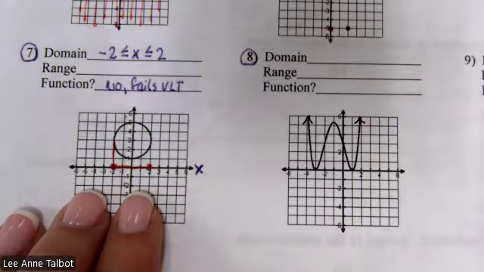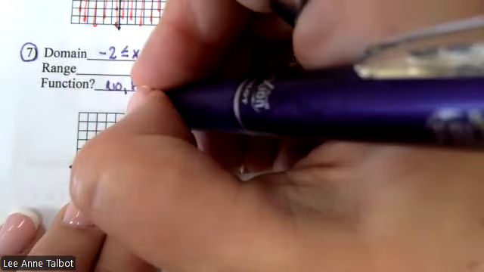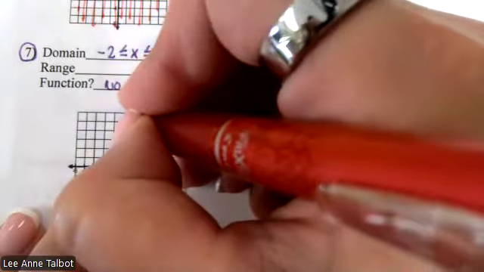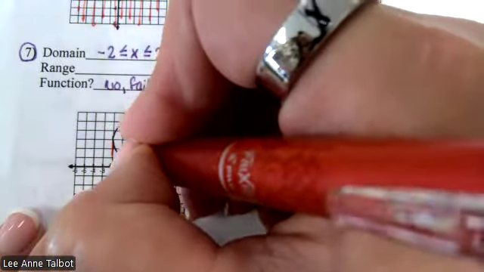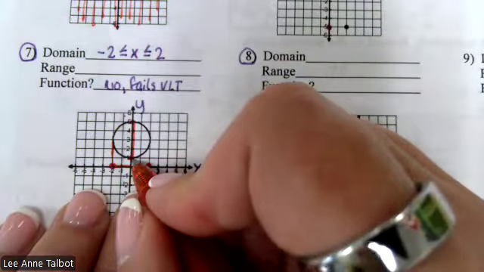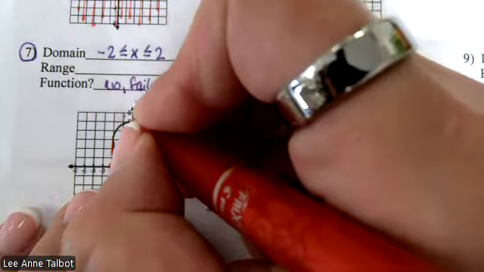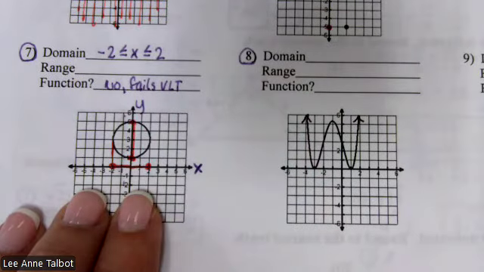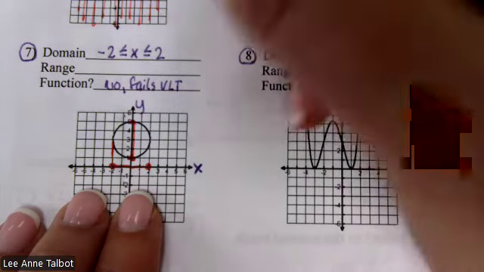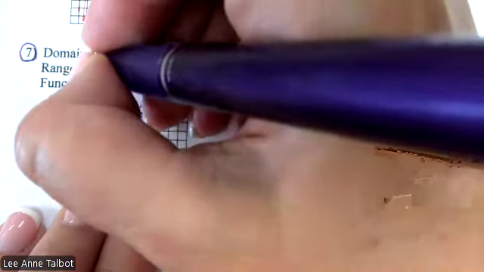Okay, now I'm going to draw on the y-axis for the range. The bottom is here of the circle. The top is here. So my circle goes from what to what? 1 to 5. Great.